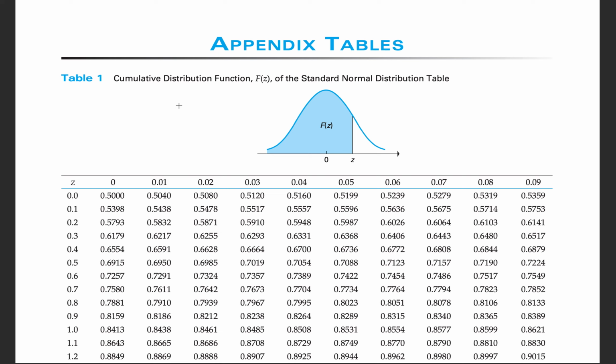In this video, we want to show how to use this table, the cumulative distribution function of the standard normal distribution table. The table shows the area under the graph on the left-hand side of a certain z value. For example, the value 0.00 has 50% on the left-hand side. So on the left-hand side of this mean, 0, we have 50%.